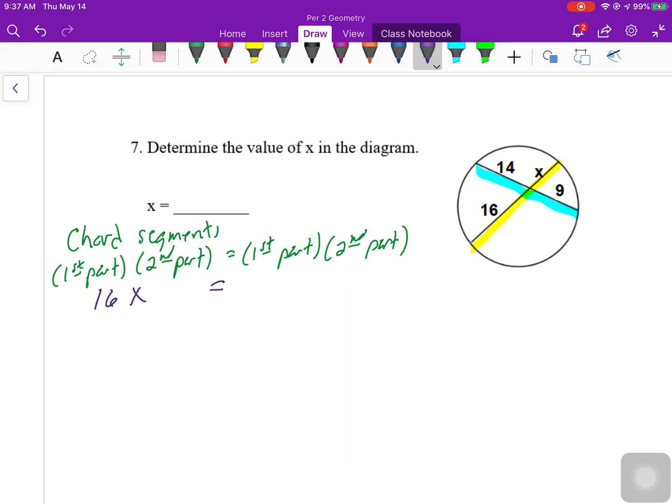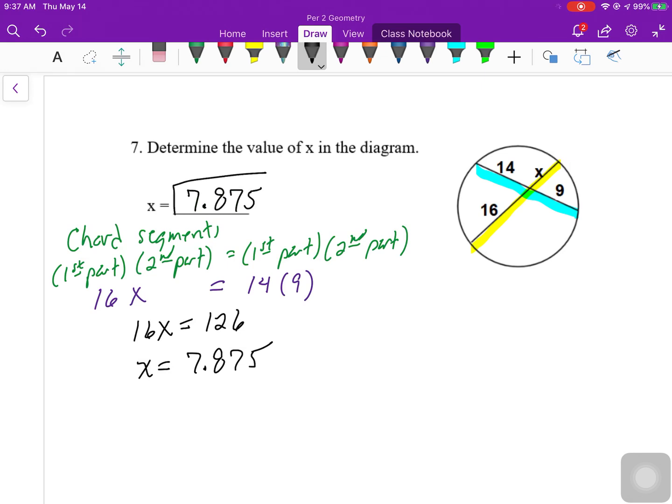So let's go ahead and set this one up. On the yellow chord segment, we have 16 times x. On the blue chord segment, we have 14 times 9. So take a look at that particular problem and see if that setup does make sense. Well, 14 times 9 will just give us 16x equals 126. Dividing by the 16, we get x equals 7.875. It does not tell us to round, so we report that entire answer.